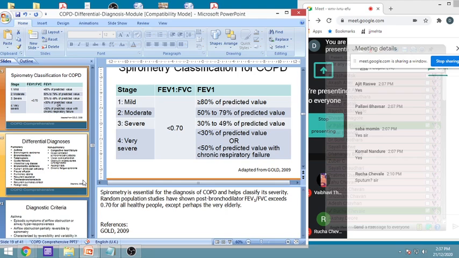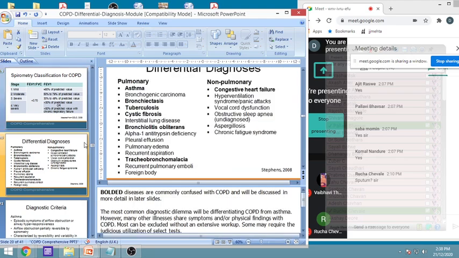So if it is 80%, then we can say that it is mild. If it is 50% to 79% of the predicted value, we can say that it is moderate. If it is 30% to 49% of the predicted value, we can say that it is severe. And if it is less than 30% of the predicted value, or less than 50% of the predicted value with chronic respiratory failure, then we can say that it is very severe or dangerous. And this is how it is giving us guidelines.